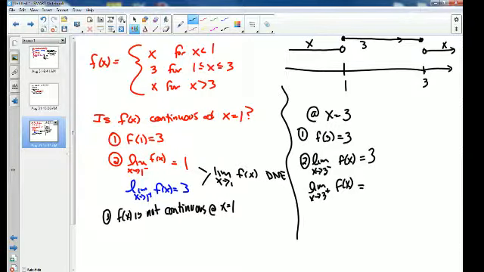Now from the right, we're greater than 3. Use this function, right? Plug 3 in, you get 3. Wait, how do you know it's three? We approach 3 from the right with this function here. So if you write it out, the limit as x approaches 3 from the right, and now it's plug and chug. Use this function, so it'll be 3 here. So you can write this either way.